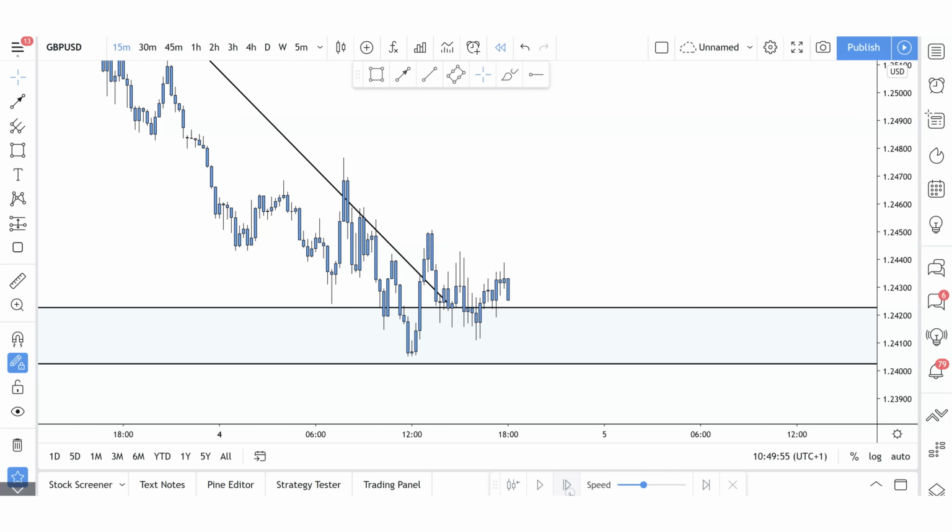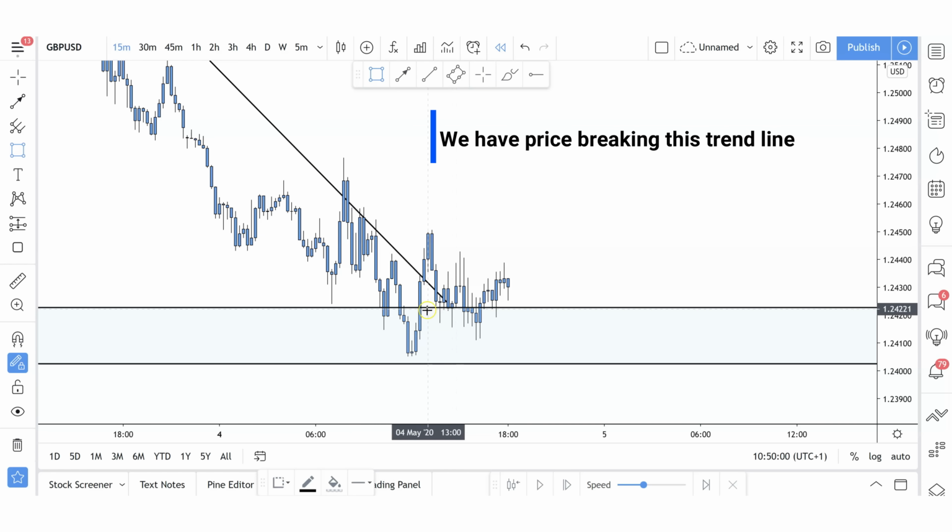So looking at this, we're still respecting that level. Now, structure is structure. We have price breaking this trend line, and we can see price now created a low and a higher low formation.